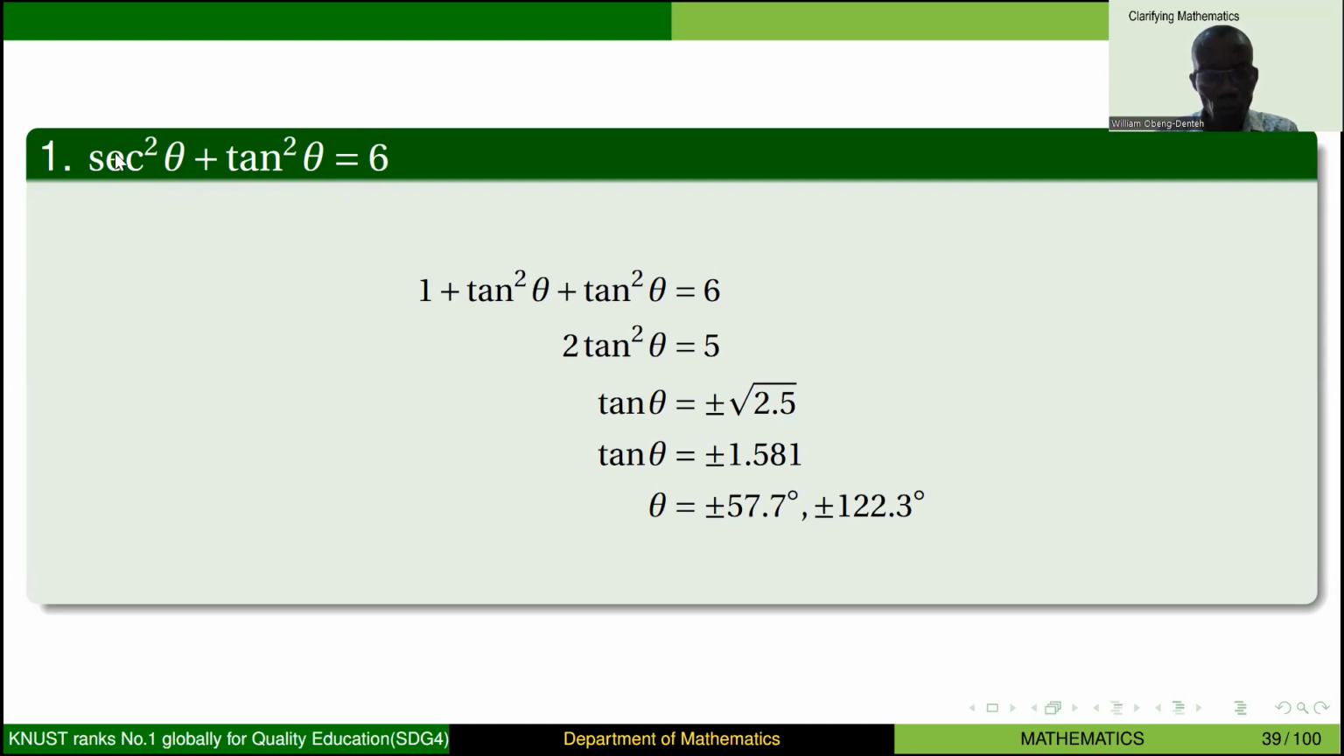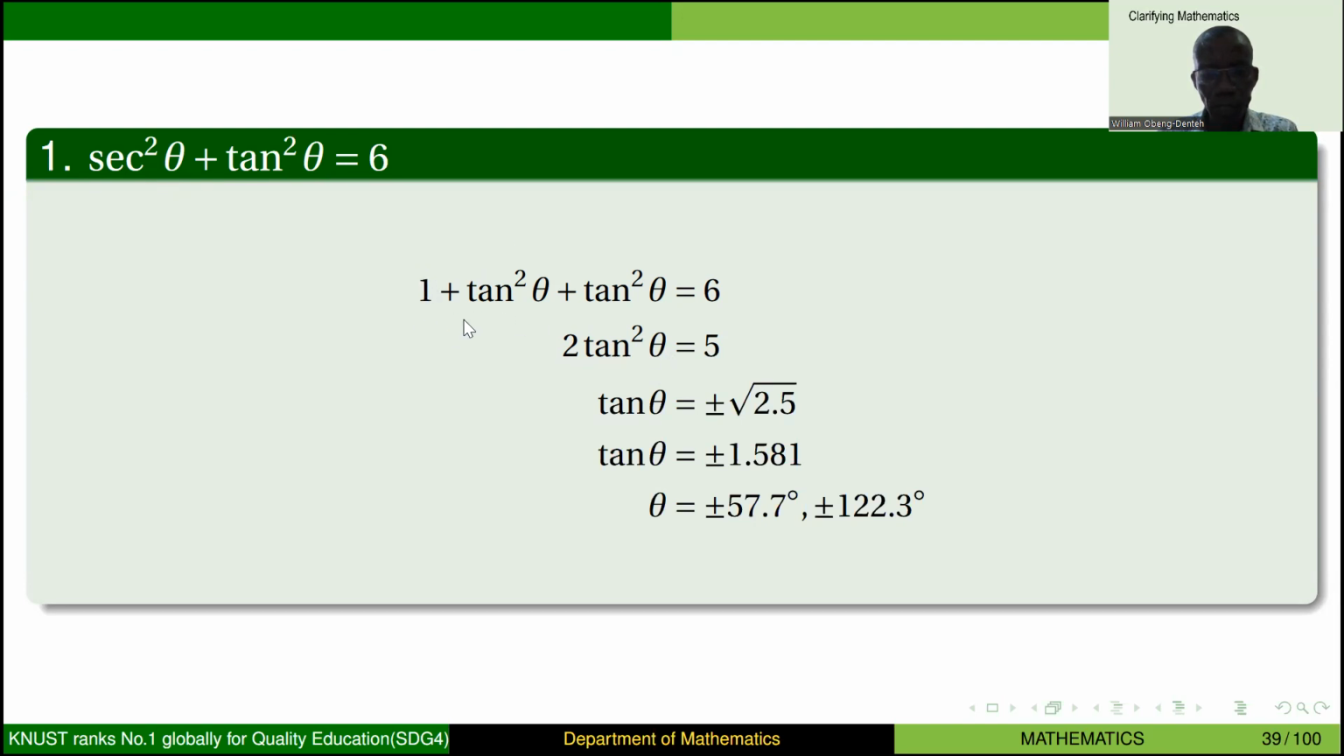So what we're going to do is write all this in terms of one ratio. So we are going to convert sec squared theta to tan. Remember that one of the identities tells us that 1 plus tan squared theta is sec squared. So in place of sec squared theta, put 1 plus tan squared theta there, plus our tan squared theta equals 6. Now this is 1 tan squared theta plus 1 tan squared theta, so we get 2 tan squared theta.